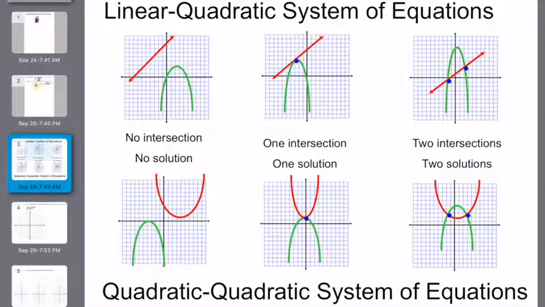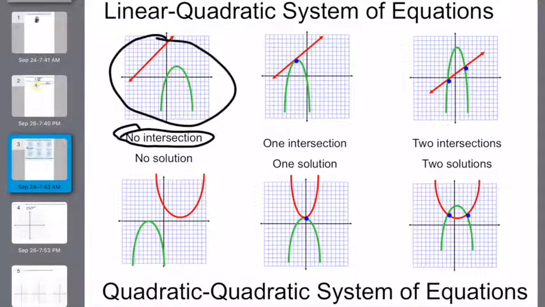All right, so what can happen here? We can have no intersection. In this case here, the lines created by our two equations do not meet, therefore we have no intersection, and therefore we have no solution.